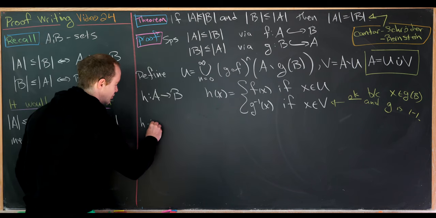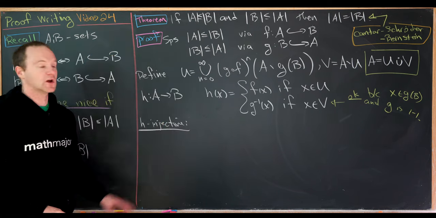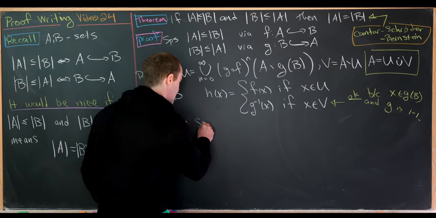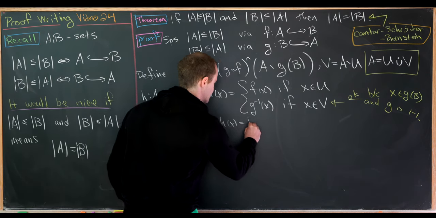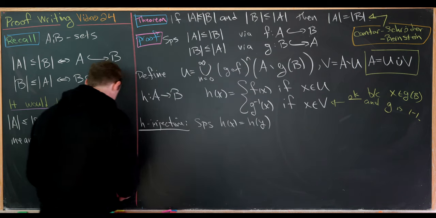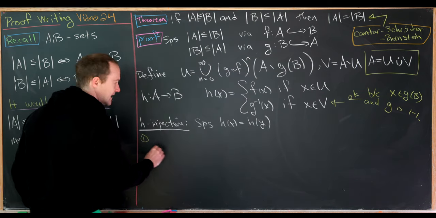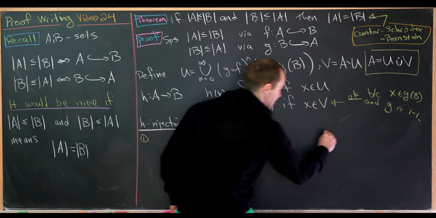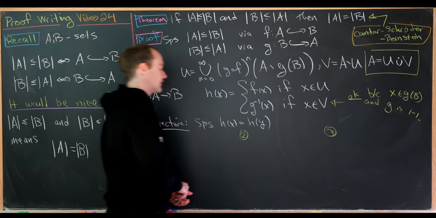So let's first show that H is injective. Okay, so let's suppose that H of X equals H of Y. And this is going to break down into three cases depending on where X and Y come from.